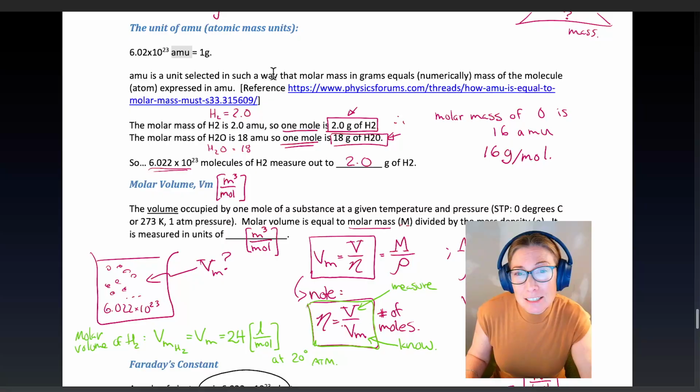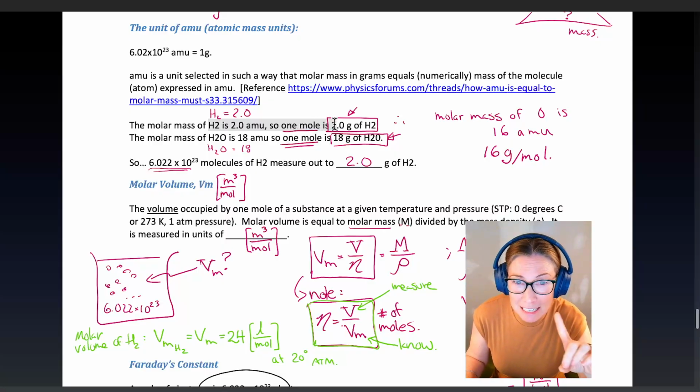It's selected so that 1 gram equals numerically the mass of a molecule expressed in AMU. But which molecule? Well, let's look at this. The molar mass of hydrogen, H2, is 2 AMUs. So 1 mole of H2 is 2 grams of H2.